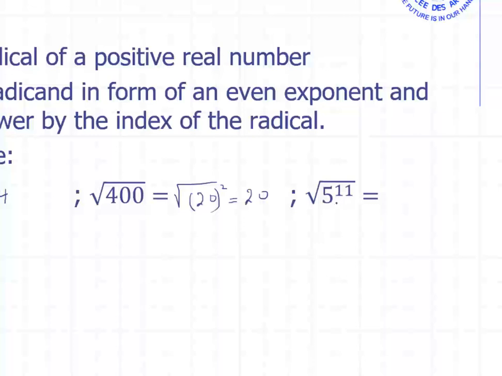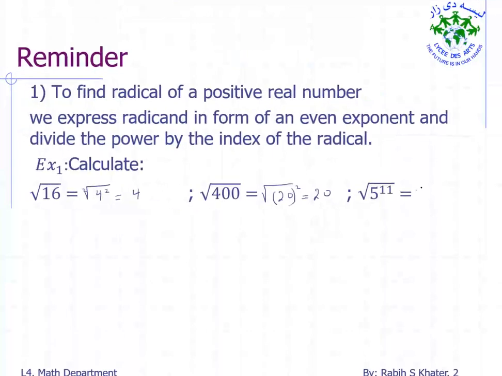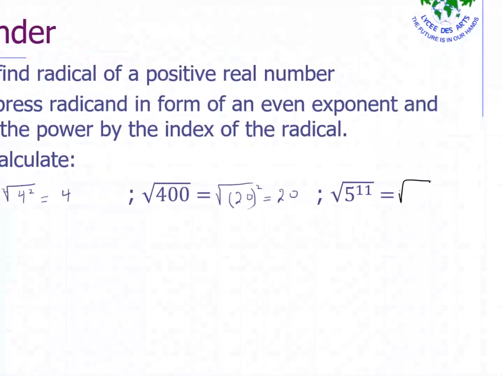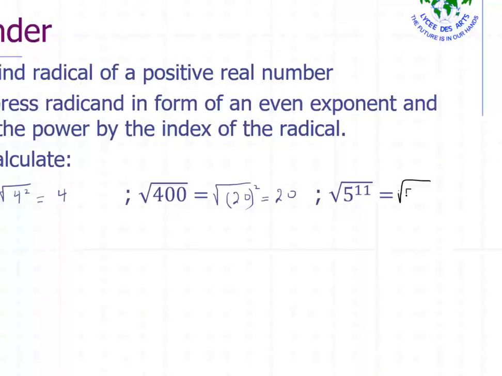Now notice here that the radicand is in the form of a power but not an even power. In this case, we said before in video 1 that we can write this radicand as a product of two powered numbers, one of even power and the second of power 1. Okay, now radical 5 power 11 can be written in the form 5 exponent 10 times 5 exponent 1. Now divide the power by the even index to get 5 exponent 5 radical 5. Easy.